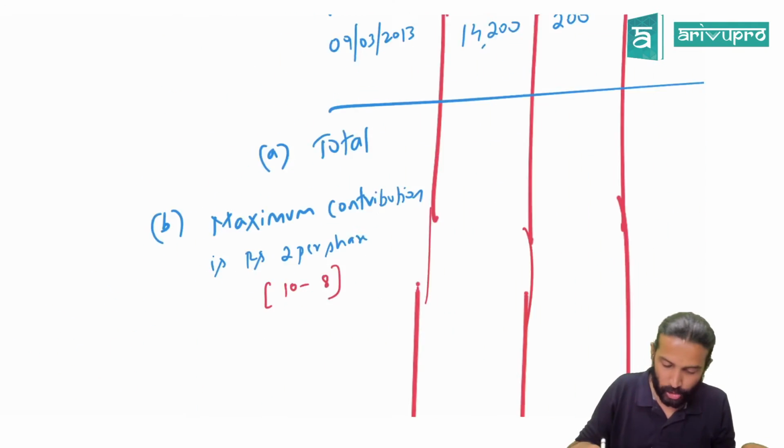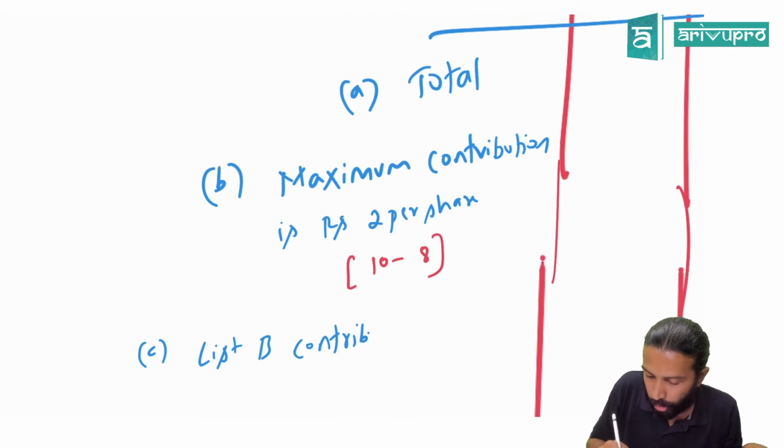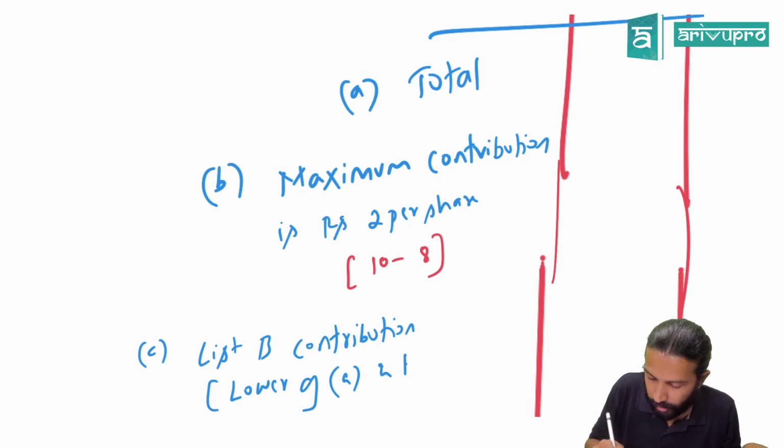So that means you will say here point number C, list B contributions. List B contributions is what, sir? List B contribution is lower of A and B.